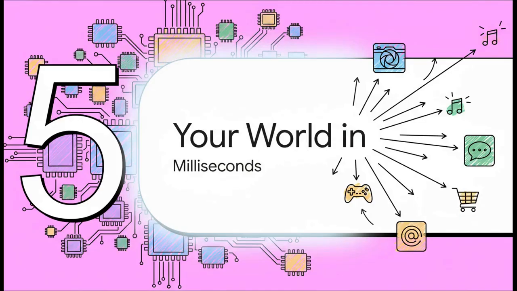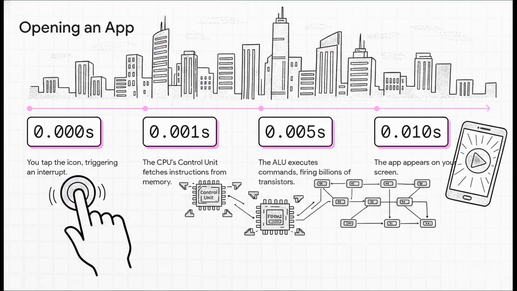So what does this microscopic city actually do for you? Let's connect all this to something you probably do 100 times a day, opening an app. The instant your finger touches that icon, the city roars to life. In just 1,000th of a second, the CPU's control unit grabs the instructions it needs. 4 milliseconds later, the chip's math unit is executing those commands, causing billions of transistors to fire in perfect, coordinated harmony. And then, in literally less time than it takes you to blink, the whole operation is done, and the app just appears on your screen.